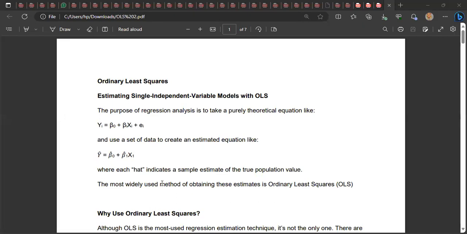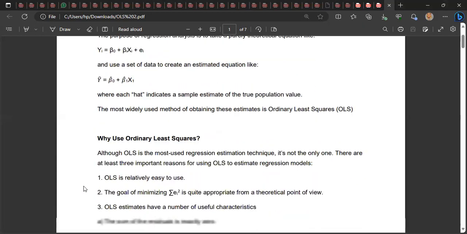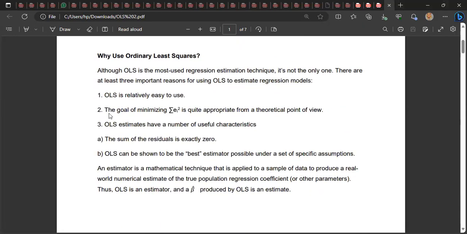So in coming up with this, the most widely used method in obtaining these estimates is ordinary least squares. Now that you have your sample, how then do you come up with these coefficients? The most widely used is OLS. But why is that the case? Although OLS is the most widely used regression estimate, it's not the only one. I think we are going to see a couple of others, including generalized least squares, but this is the one that we normally use.